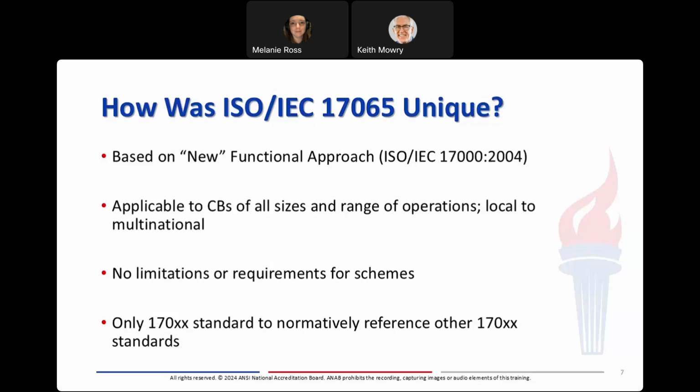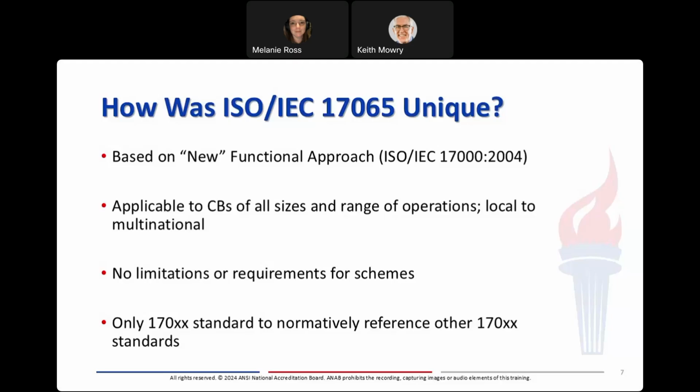Now, there were several reasons why it took so long to develop the standard. It's because it was really unique in a variety of aspects. First, 17065, when it was developed, was based on what was then the new concepts of the functional approach in ISO IEC 17000-2004. So that was new at the time, right? It's not new to us now. Now we're all accustomed to it. But that was the first standard to be wholly based on these new concepts in ISO IEC 17000.